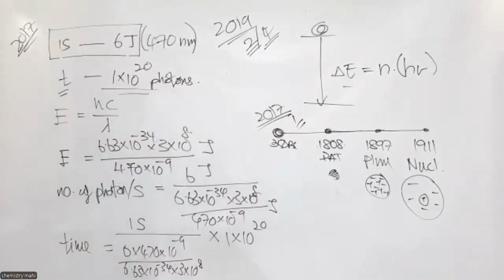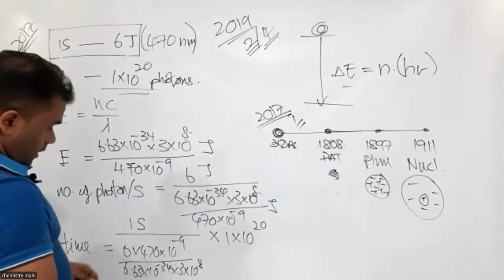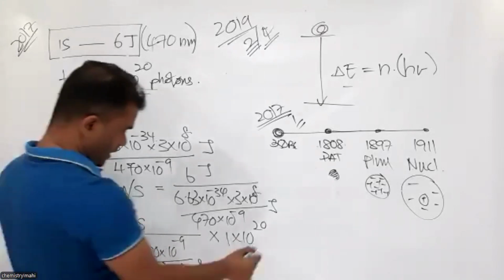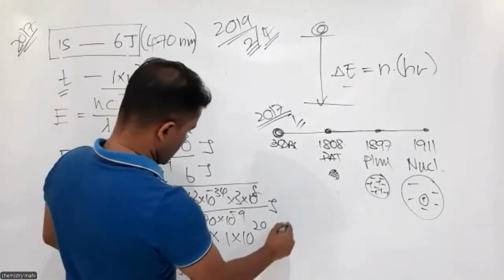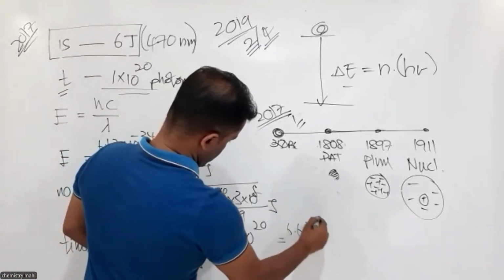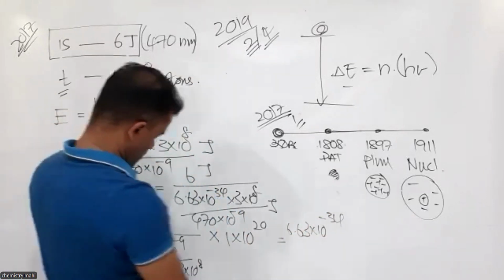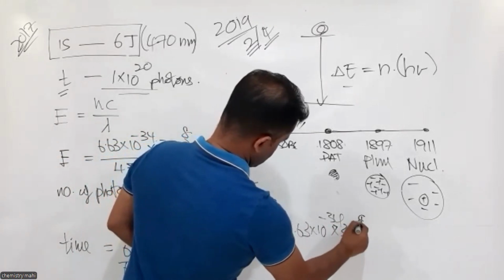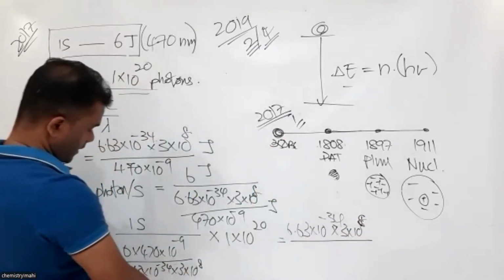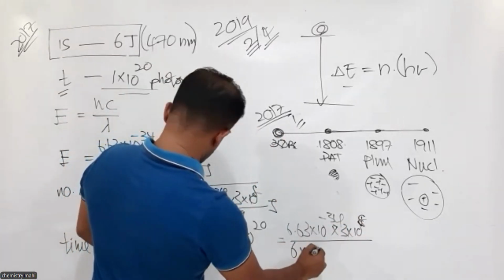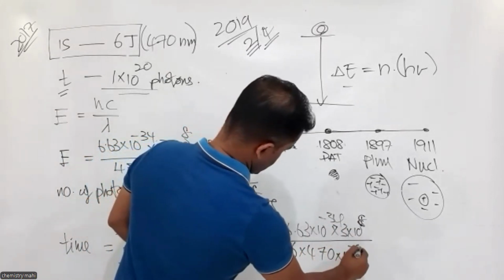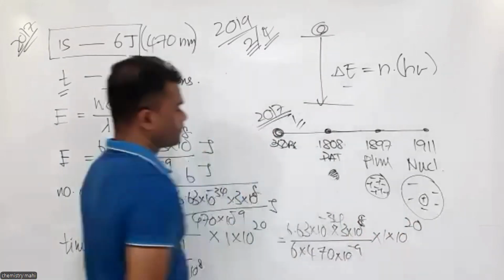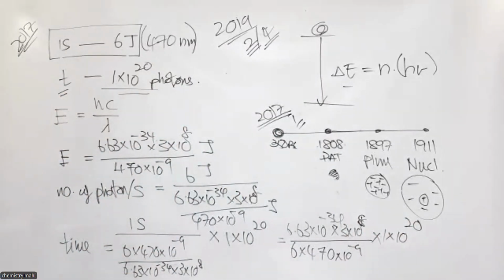Let's simplify this now. We can take this up, since it is upside down. So we can rewrite it as 6.63 × 10 to the power of minus 34, times 3 × 10 to the power of 8, divided by 6, times 470 × 10 to the power of minus 9, multiplied by 1 × 10 to the power of 20. That is where we get the final expression.